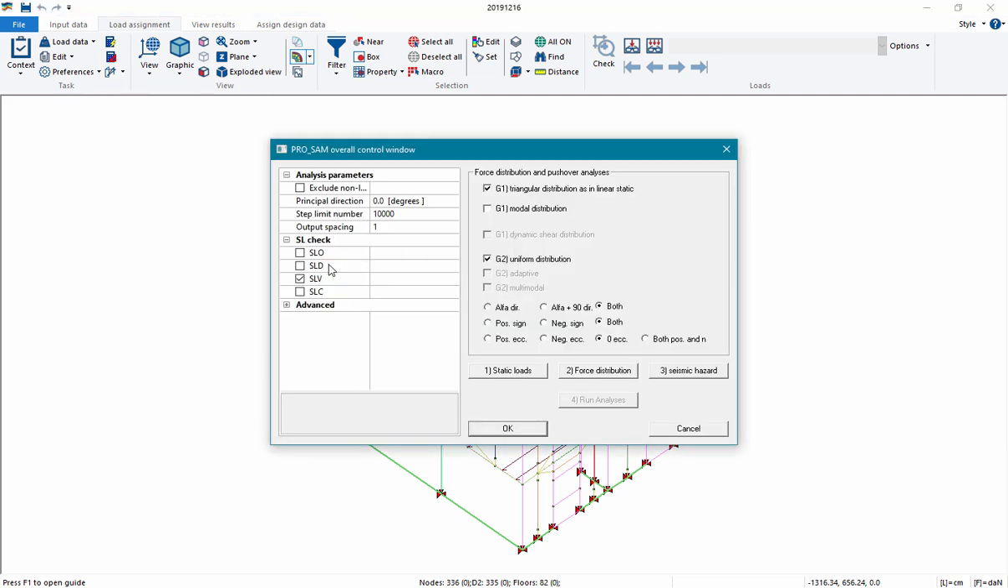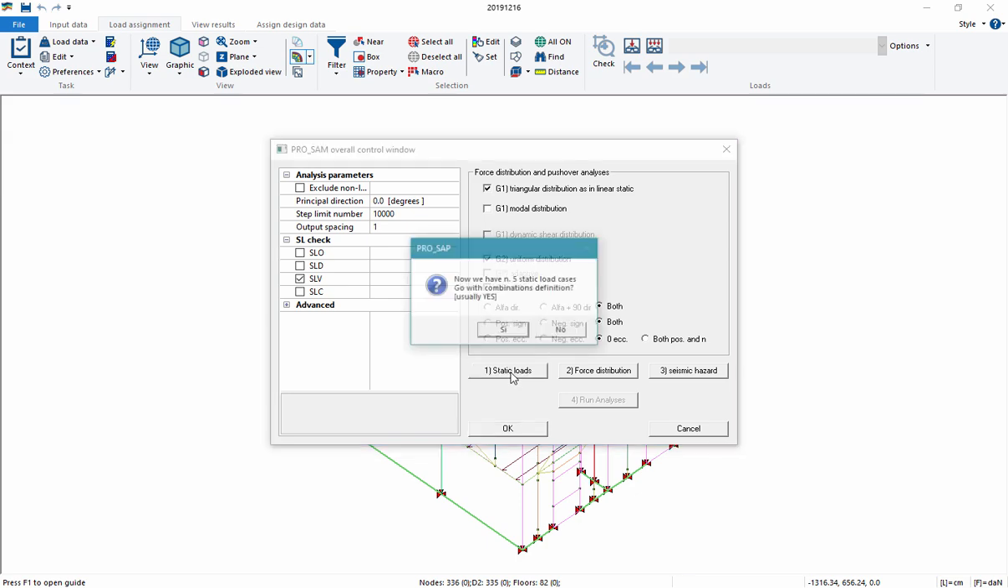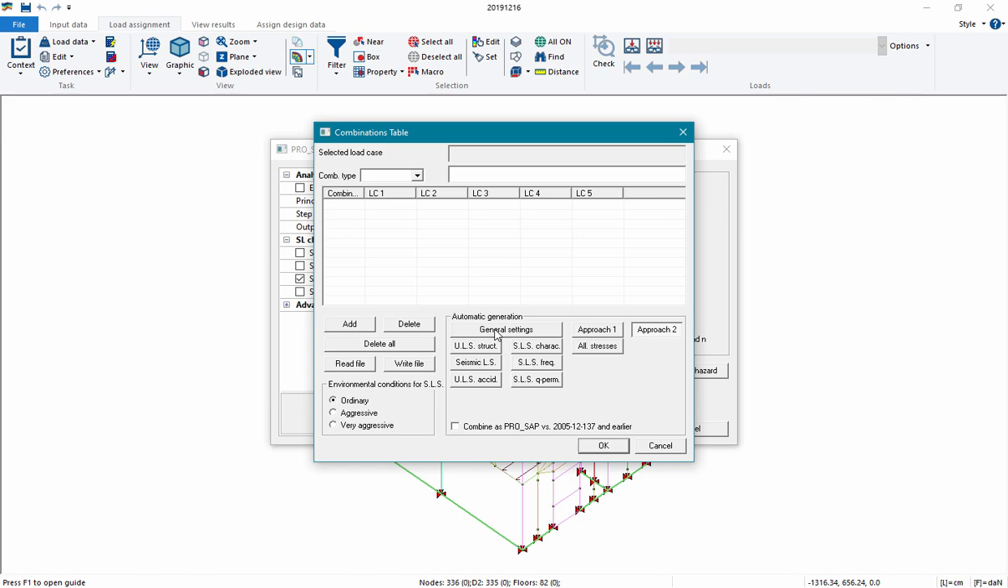In the first phase of the analysis, we suggest you to run the analysis only with static loads. This allows you to check if the model is correct or not. So to define the static loads, we have just to click on this command, number 1, static loads. The program suggests us to define load combination. So we can ask yes.